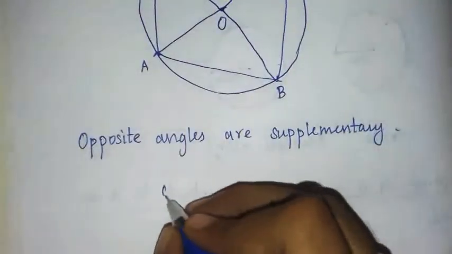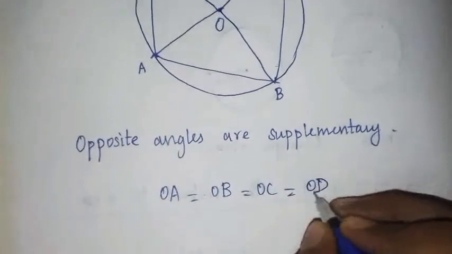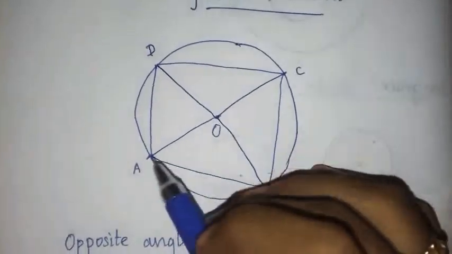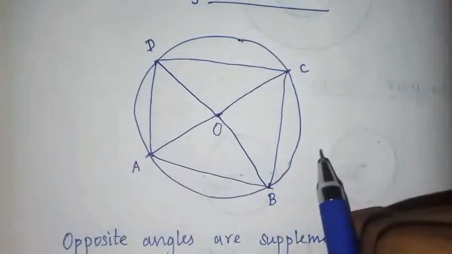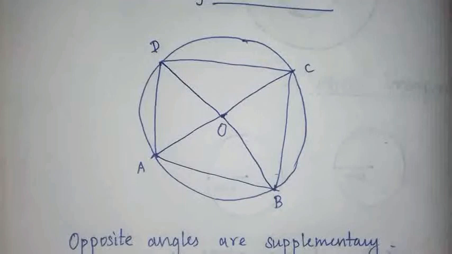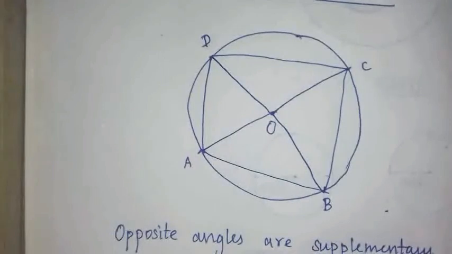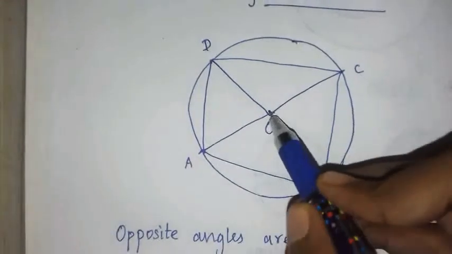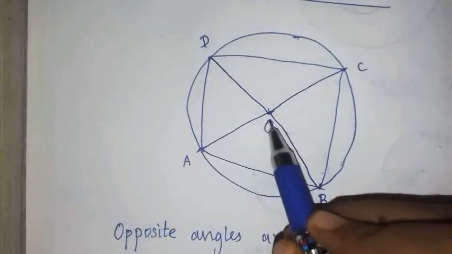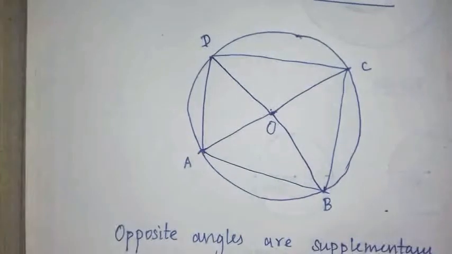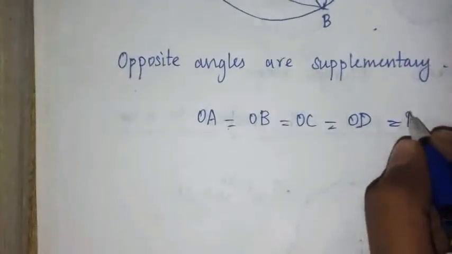Now OA is equal to OB is equal to OC is equal to OD. How am I saying these 4 distances are equal? Because A, B, C and D lie on the circumference of the circle. O is the center point. Now if a point lies on the circumference of the circle and another point lies in the center, and the 2 points are joined and a line is formed, this line is called radius. So OA is equal to OB is equal to OC is equal to OD is equal to radius.